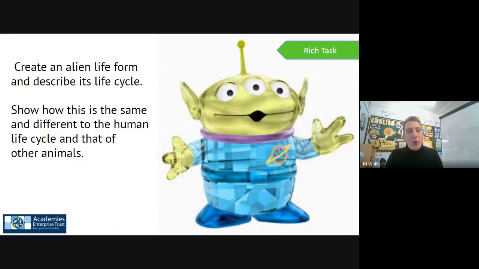Finally, the rich or the solving task. You've got the little guy from Toy Story, and it says, create an alien life form and describe its life cycle. So now, using all of the knowledge you've acquired from this session, you're going to be creating your own alien. And it can look and behave however you want, but you need to create a life cycle for it.